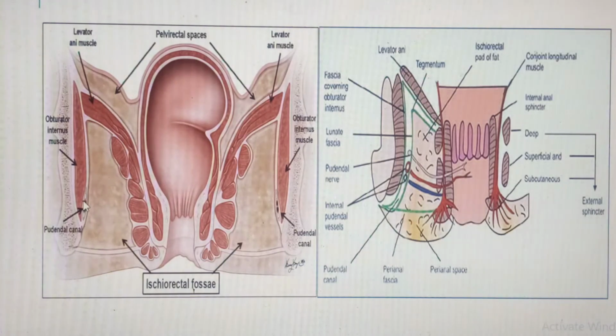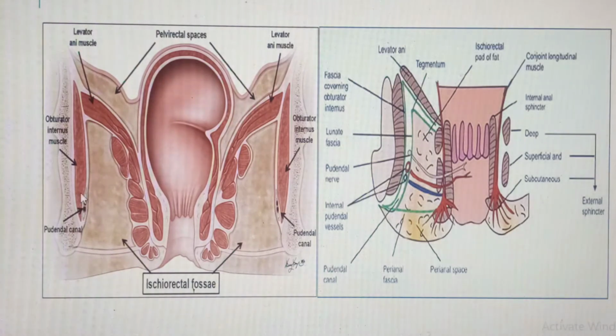Now, those structures, of course, if you've watched the video that I've done on the perineum, you realize that the ischial spine will be related to three important structures: the pudendal nerve, the internal pudendal vessels, and the nerve to obturator internus. Now, the nerve to obturator internus will supply the obturator internus muscle, so it won't go beyond that.